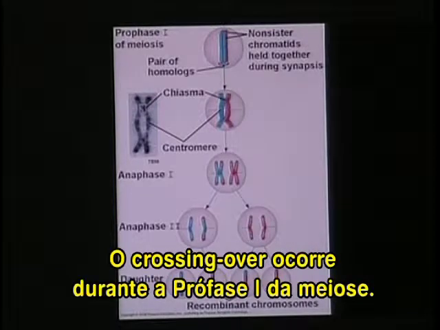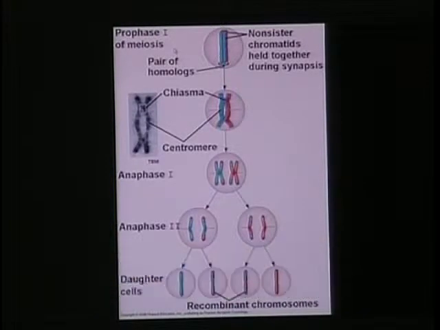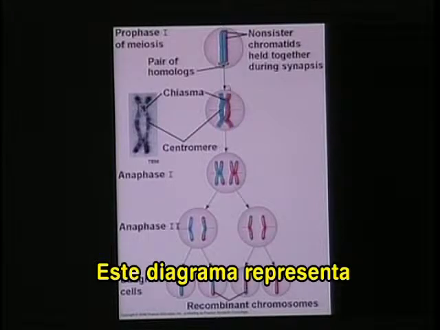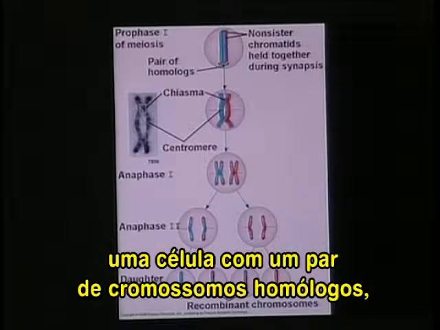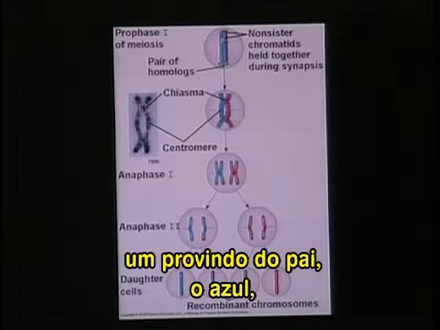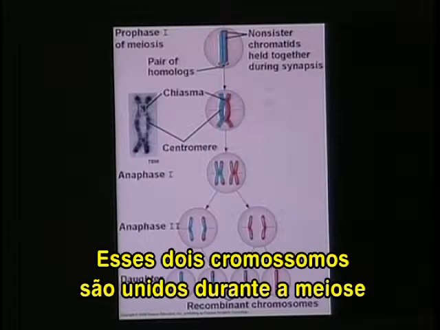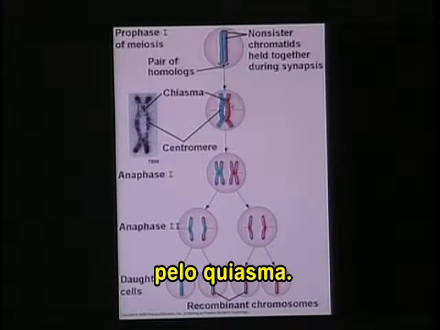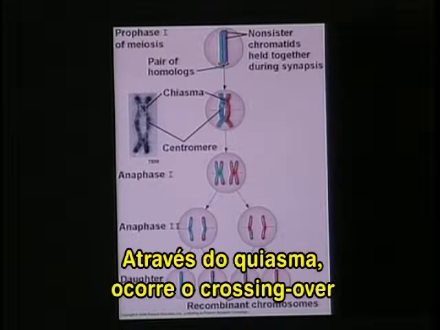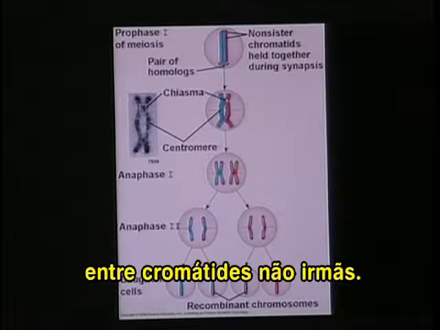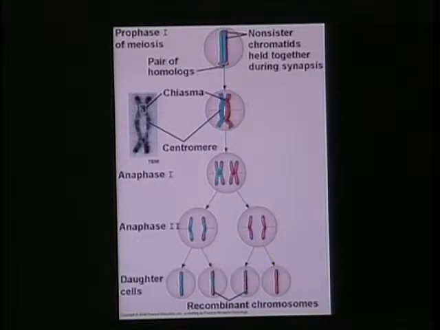Crossing over takes place during prophase 1 of meiosis. This diagram represents a cell with a pair of homologous chromosomes, one coming from the father, the blue one, and one coming from the mother, the red one. These two chromosomes are held together during meiosis by a chiasma. Through the chiasma, crossing over takes place between the non-sister chromatids.